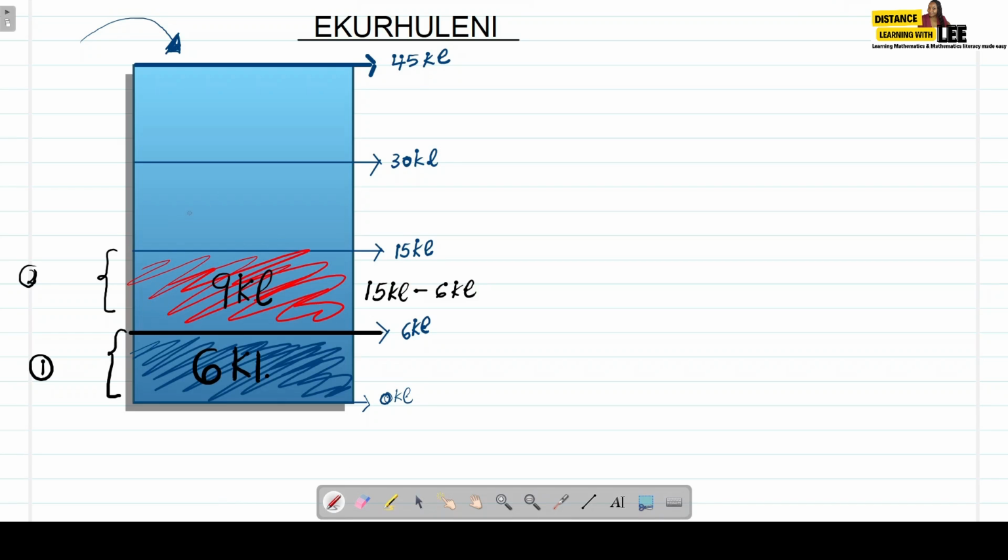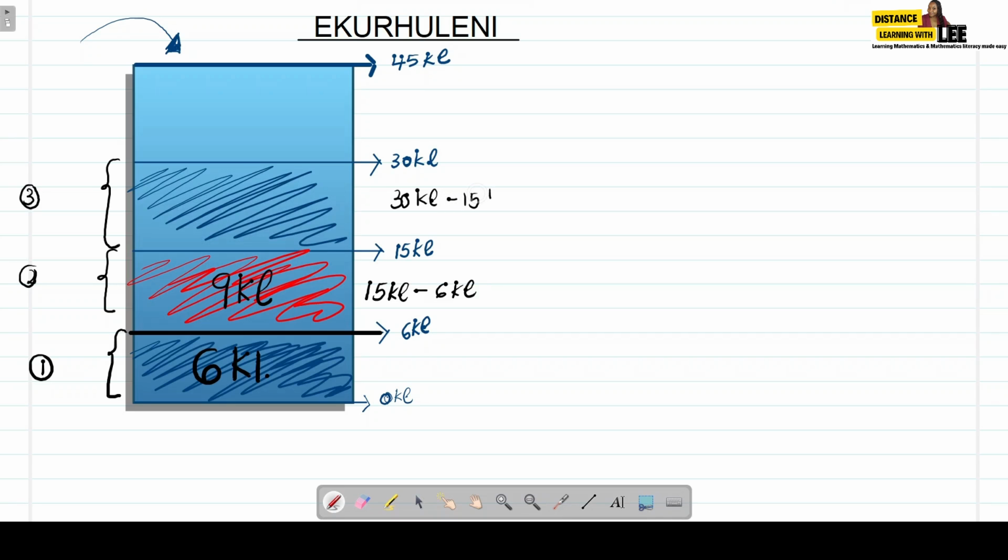Then we continue, right? We pour more water until we reach that 30 kiloliter mark, okay? However, we want to find out how much water we poured in our region 3. To get that, we take 30 kiloliters minus 15 kiloliters, to get 15 kiloliters of water. So in region 3, we poured 15 kiloliters. To move from 15 kiloliters to 30 kiloliters, that means we poured 15 kiloliters of water, right?